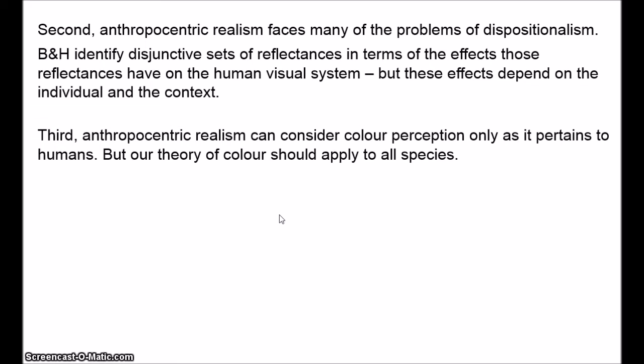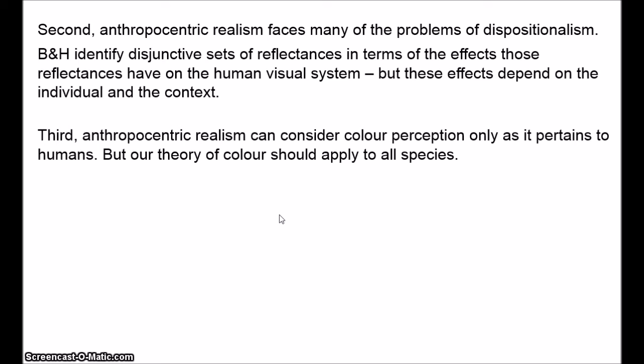But if colours are just disjunctive sets of reflectance profiles specified by the effects they have on the human visual system, it would seem to follow that species with different visual systems don't see colours, or at least they're massively mistaken about what colours are. In any case, we're certainly going to run into problems if we try to talk about different species seeing colours. In fact, this is a problem even for other humans.